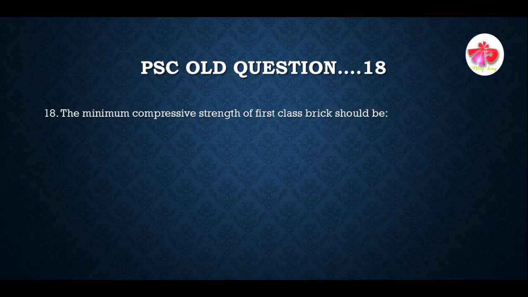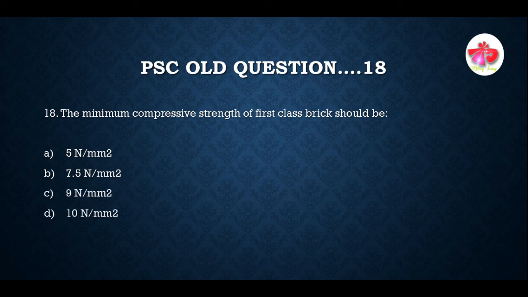Now moving to question number 18. The minimum compressive strength of first class brick should be: option A is 5 Newton per mm square, option B is 7.5 Newton per mm square, option C is 9 Newton per mm square, and option D is 10 Newton per mm square. So the minimum compressive strength of the first class brick should be option D, that is 10 Newton per mm square. In some literature you will also find 10.5 Newton per mm square for the first class brick and 7.5 for the second class brick. So whatever is according to the options, you need to tick.